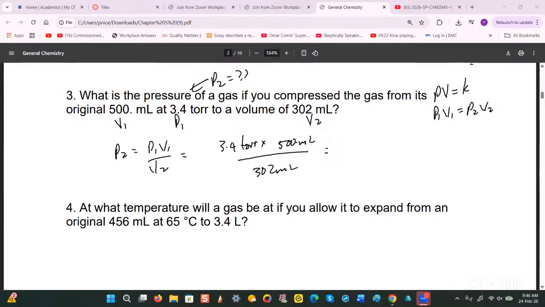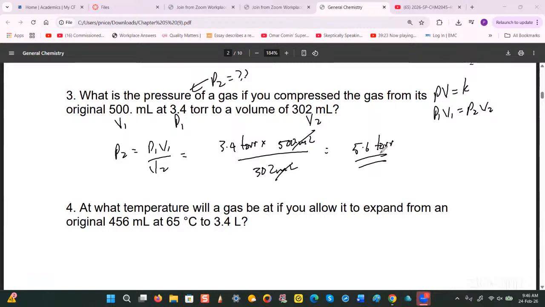And according to my calculation, and in this case, I have to round down to 2 sig figs, the answer is going to be 5.6 torr. And you'll note that the milliliter units will cancel out here and here. So that's why we have the torr units as the remaining unit.